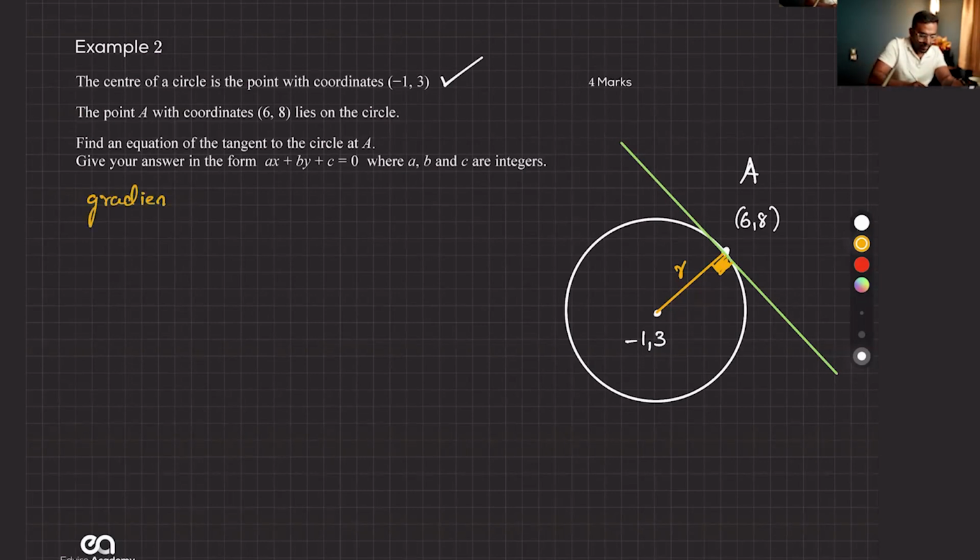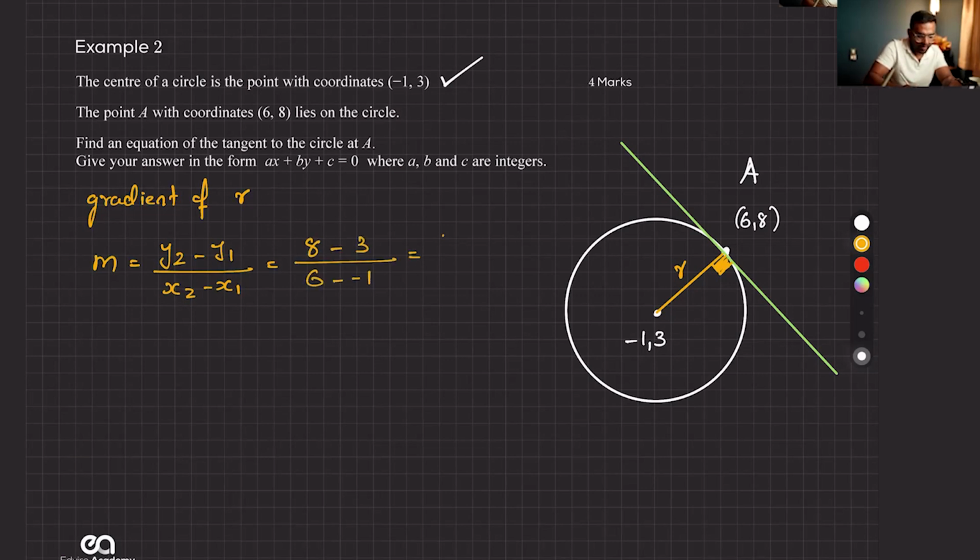Gradient of R. Can we find the gradient of R? Using the gradient formula, because 2 coordinates are available to us. y2 minus y1 over x2 minus x1. And that would be, would I be okay to write 8 minus 3 over 6 minus 1, 5 over 7. Is that all right? How many of you got this? Anyone stuck at this point?